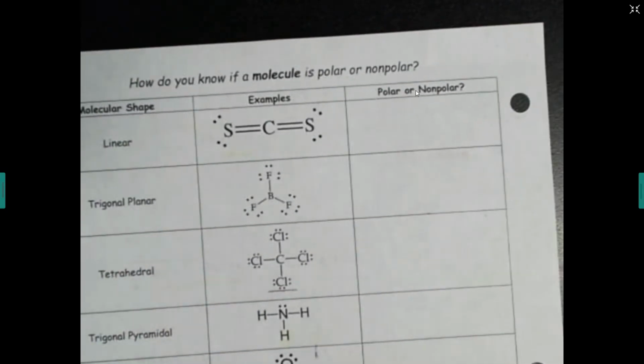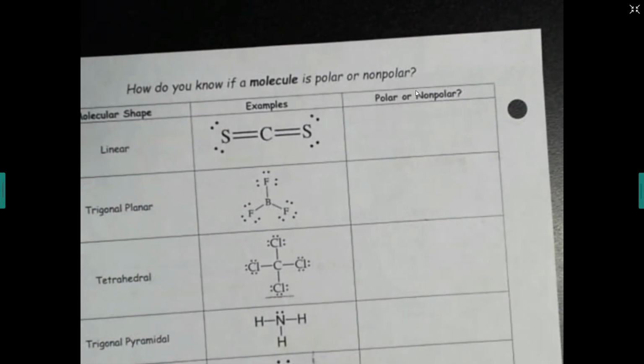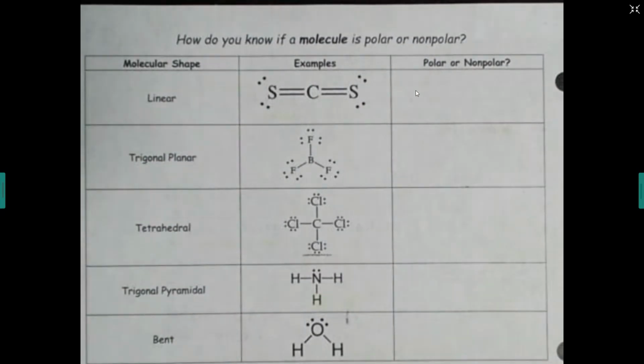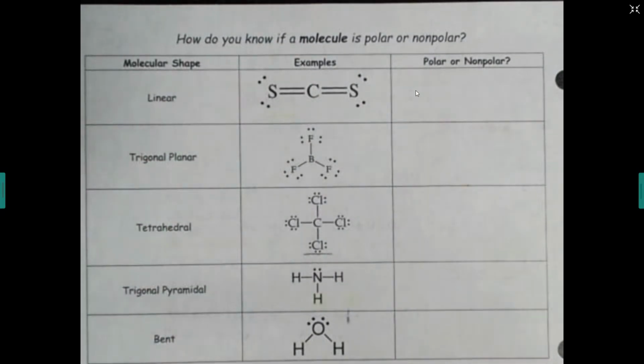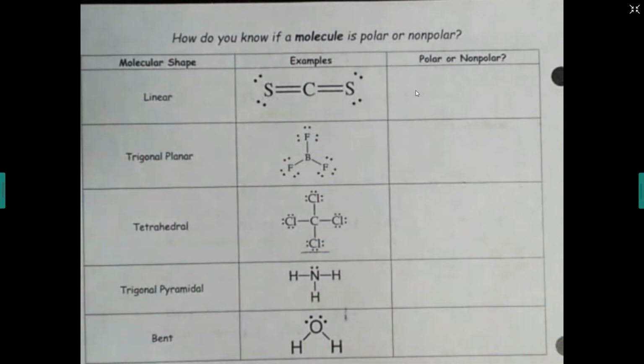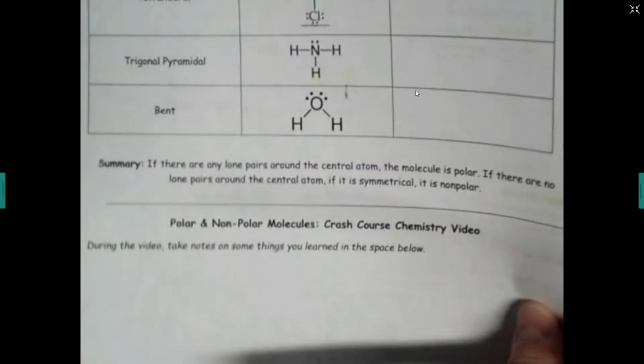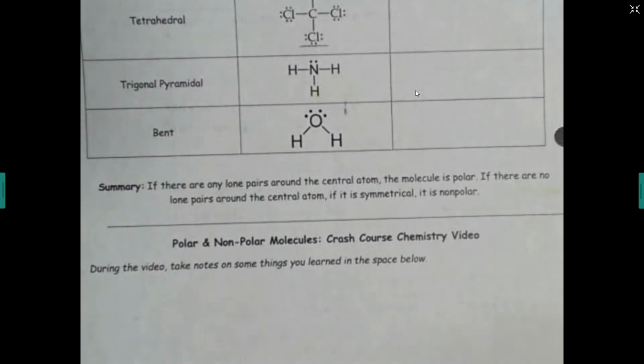Okay, flip it over. Okay, so how do you know if a molecule is polar or nonpolar? So here, if you guys didn't understand anything I just said, you're in luck, because this sentence summarizes everything and makes it really easy. So I gave you all the background. Now let's do the practical application.